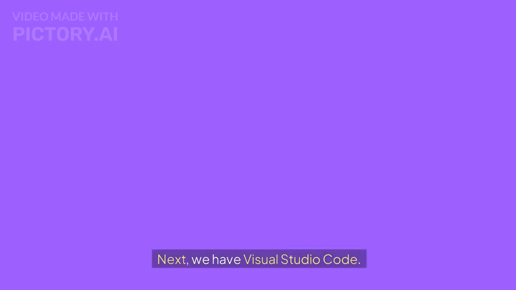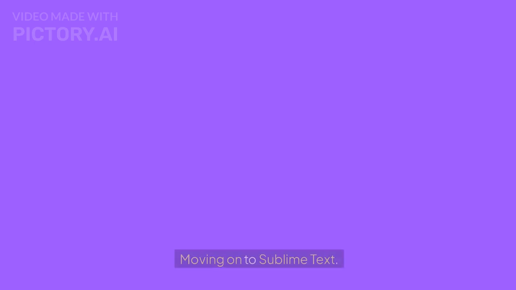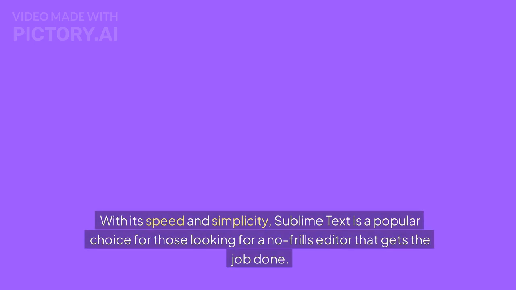Next, we have Visual Studio Code. With its lightweight design and vast library of extensions, Visual Studio Code is a versatile option for PHP development. Moving on to Sublime Text. With its speed and simplicity, Sublime Text is a popular choice for those looking for a no-frills editor that gets the job done. Last but not least, we have Atom.